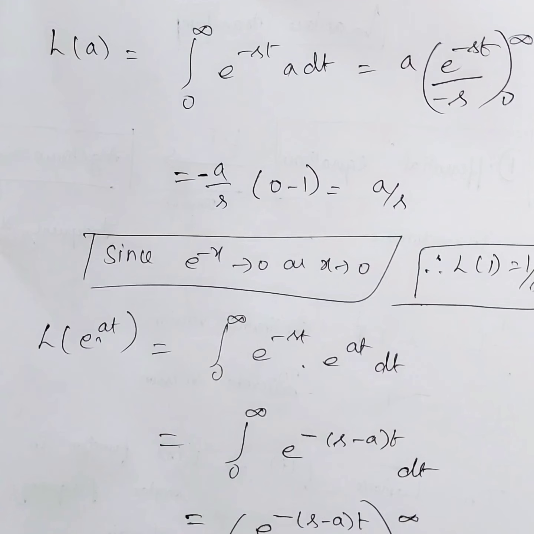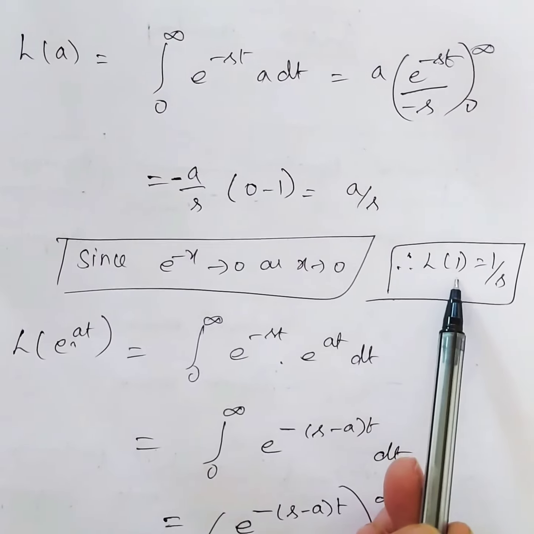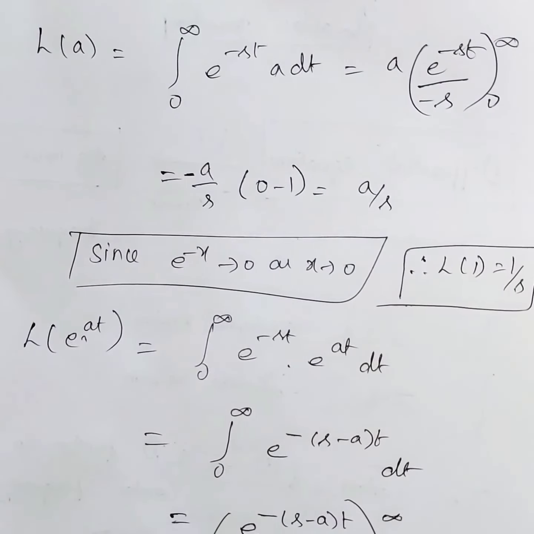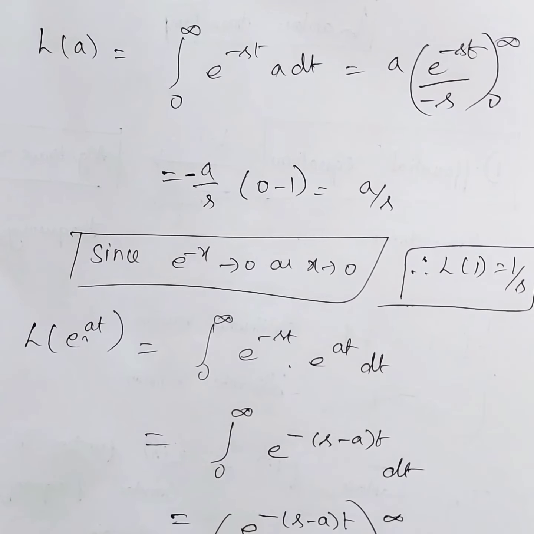What is Laplace of 64? So it is nothing but 64 by s. And Laplace of 1 is just a constant, so 1 by s. So this is the first formula that you have to memorize.